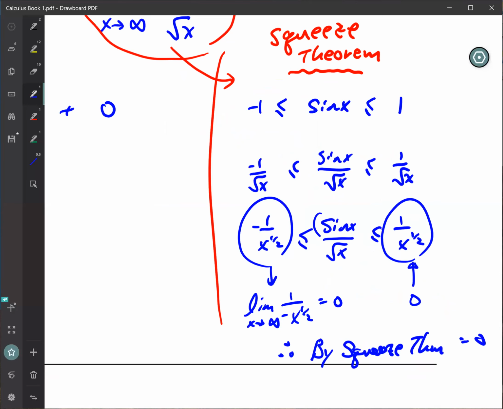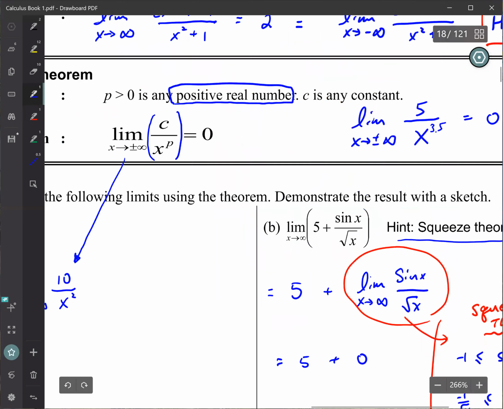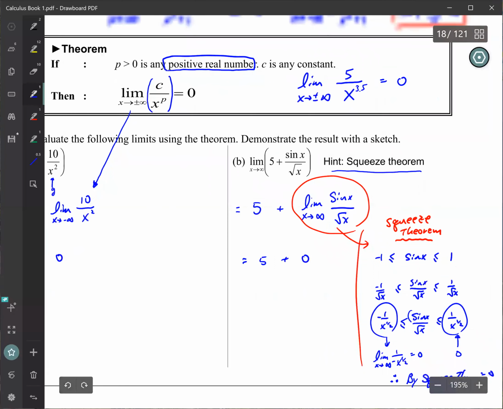Let's say you plug in 1,000 or 1,000,000. The top is just 1, right? When you take 1 divided by the square root of 1,000,000, the bottom just gets bigger as x gets bigger. Or you can use the theorem that we went over at the beginning. The 1 is the constant c, and that's why Joan decided to rewrite it as an exponent. The 1/2 is the p. Make sense?